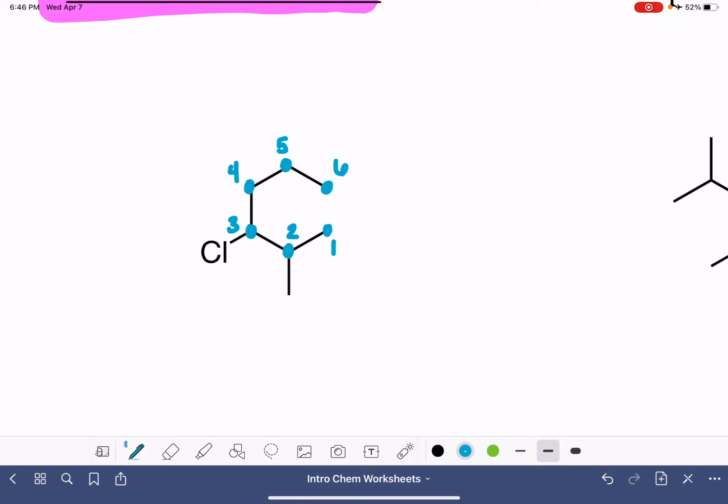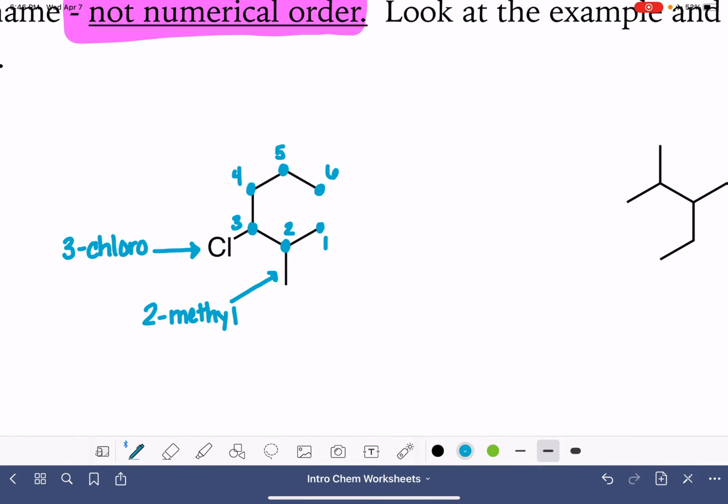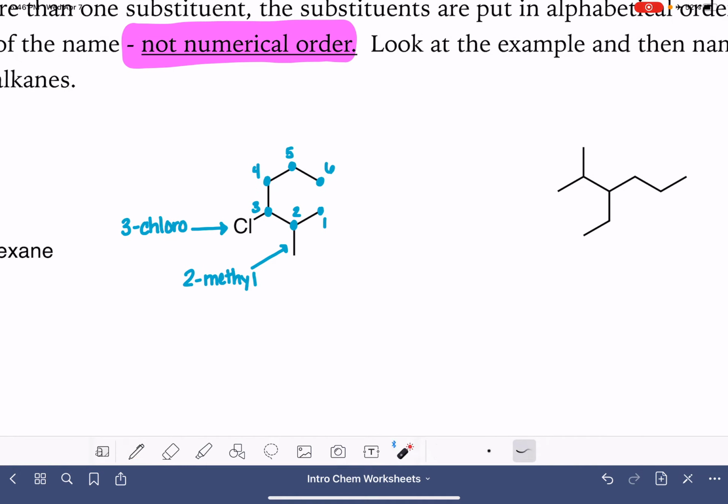We want to locate and name our branches. This branch right here is located on carbon number 3, and its name is chloro. This guy right here is located on carbon number 2, and its name is methyl. When we put all of these together, we want to alphabetize those 2 branches, not put them in numerical order. So I'm going to put the chloro first and then the methyl second because I'm alphabetizing chloro versus methyl.